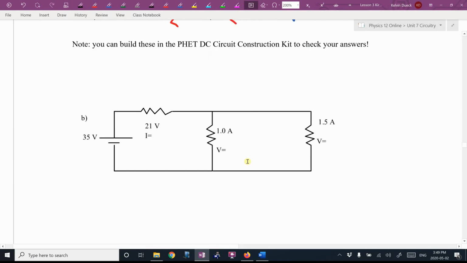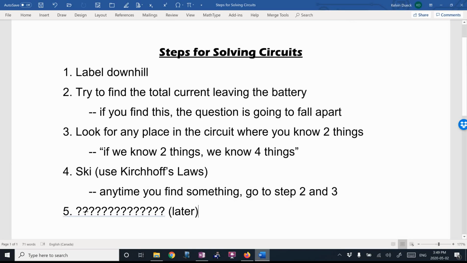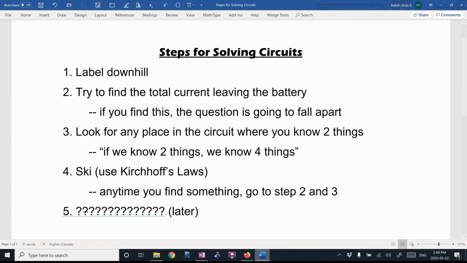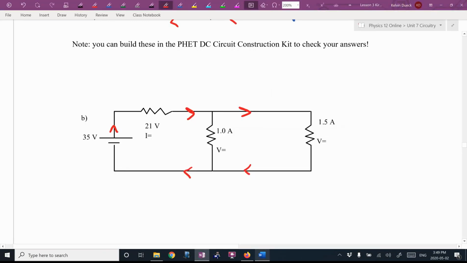Let's do another one. Step one: label downhill. Step two: find the total current leaving the battery. I can figure it out because I got 1 amp that went this way and 1.5 amps that went this way. So I must have 2.5 amps leaving the battery, which means this is 2.5 amps.